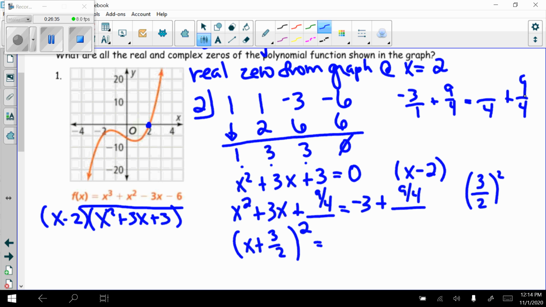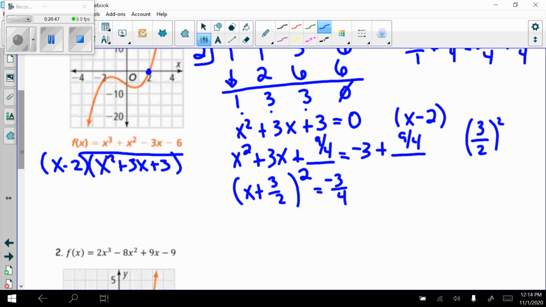So I need to multiply this by 4. So on top I get negative 12. So negative 12/4 plus 9/4 gets me negative 3/4 over here. Okay. This now is what we want to solve. If x plus 3/2 quantity squared, I need to get rid of quantity squared, so I take the square root of both sides.